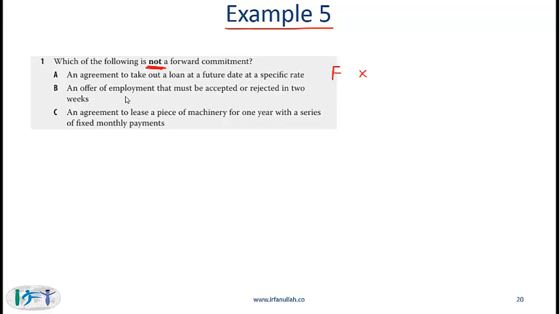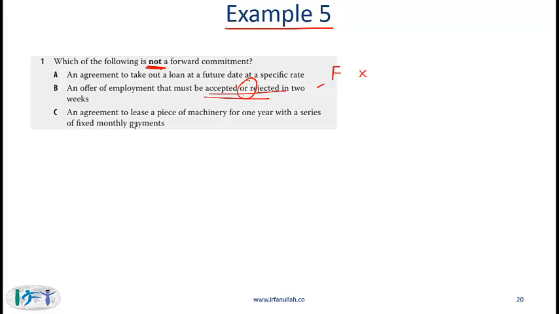An offer of employment that must be accepted or rejected in 2 weeks. Notice here there is a choice. The offer can be accepted or rejected. Because of this choice, this is not a forward commitment. This looks more like a contingent claim. So this probably is the right answer, but let's look at the third option also.